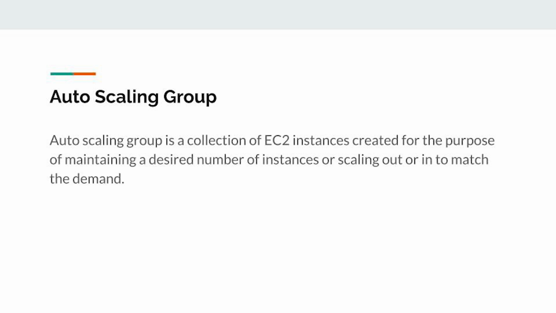Next topic, auto scaling group. Auto scaling group is a collection of EC2 instances created for the purpose of maintaining a desired number of instances or scaling out or in to match the demand. An auto-scaling group creates a new instance if an instance goes down or it has to scale out because the demand goes up. How does it know what instance to create?